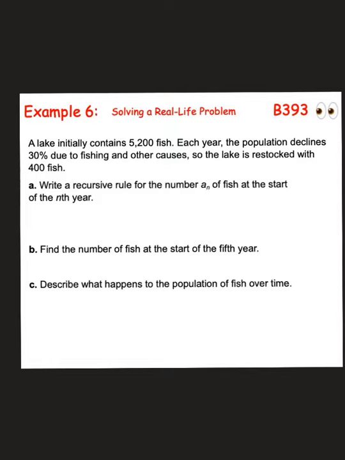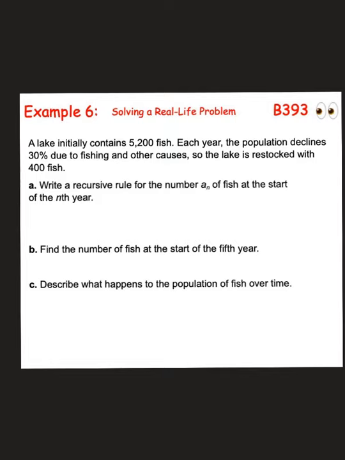So this is our first real life problem. It says a lake initially contains 5,200 fish. Each year the population declines 30% due to fishing and other causes, so that the lake is restocked with 400 fish. Write a recursive rule for the number A of n of fish at the start of the nth year. Part B, find the number of fish at the start of the 5th year. And part C, describe what happens to the population of fish over time.